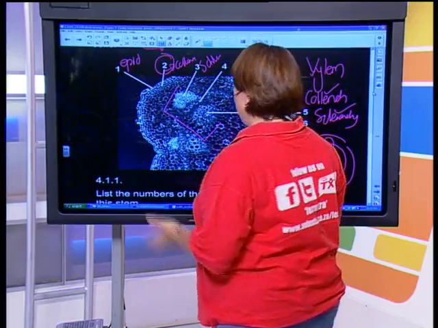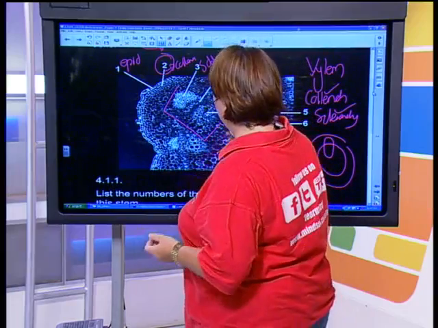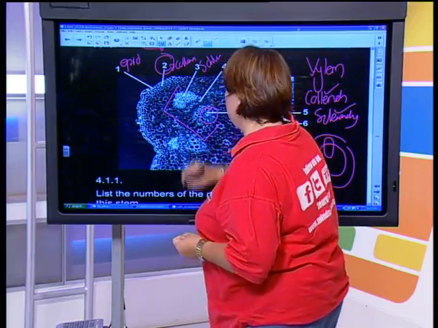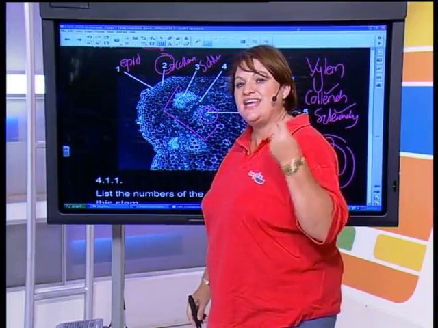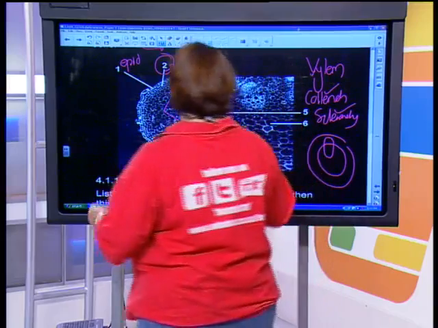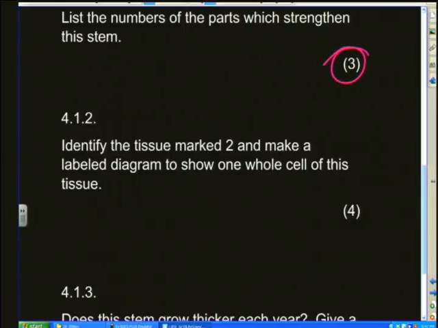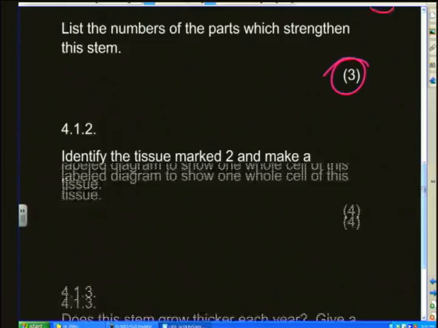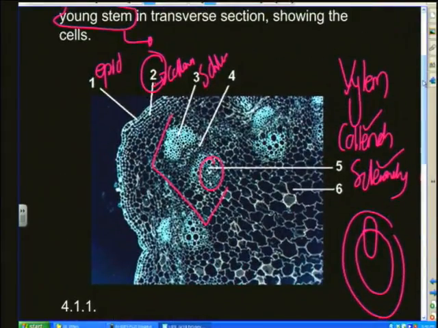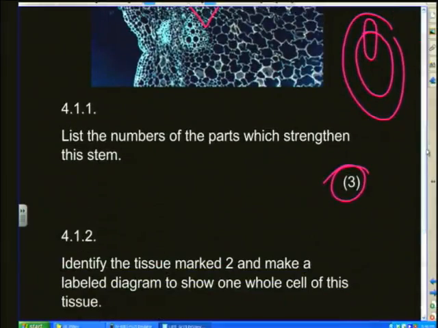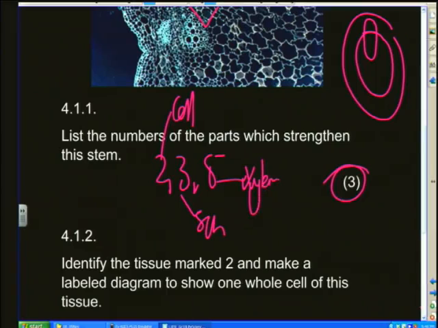Is sclerenchyma a strengthening tissue? Yes, it is. Now I'm looking for xylem. Where am I going to find xylem? There we go. It's in the vascular bundle. So what are my strengthening tissues? Also, don't you think your mark allocation should have told you how many you were looking for? So number 2, number 3, and number 5. Number 2 was parenchyma, 3 sclerenchyma, and number 5 was my xylem. All tissues that are hard.